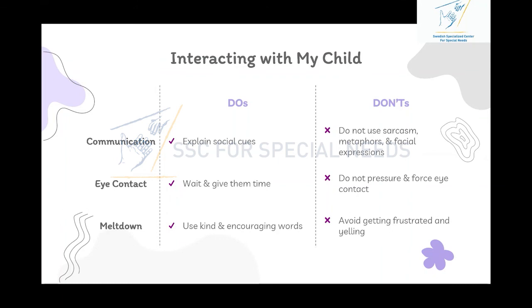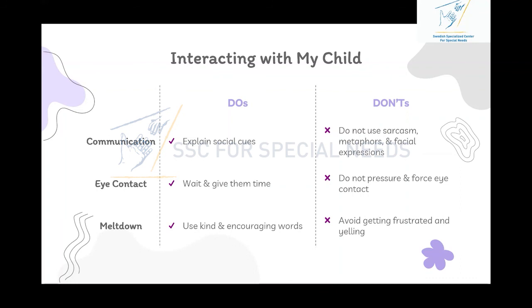So here, when we interact with our children, remember that they understand things differently. They feel overwhelmed and may not understand us like other people understanding us. So we have 3 simple do's and don'ts to follow.